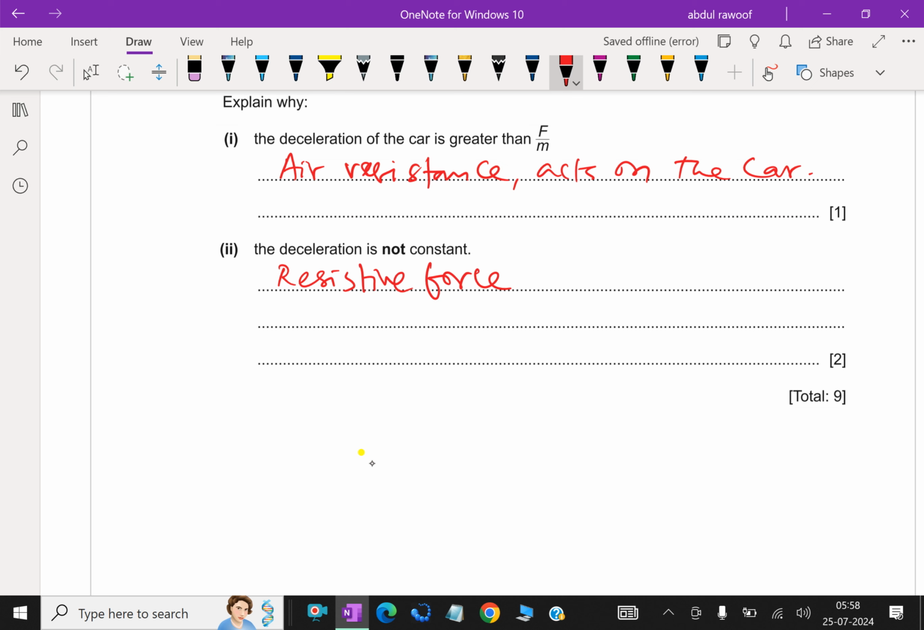The resistive force of the air is reducing due to air friction. Therefore, deceleration is not constant.